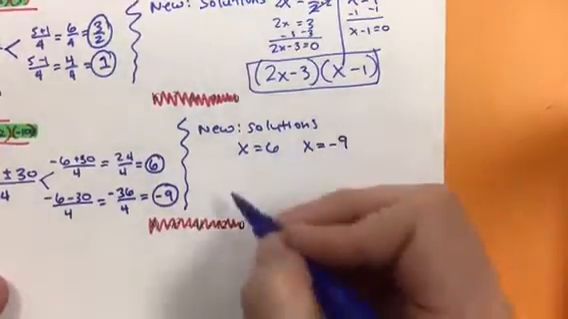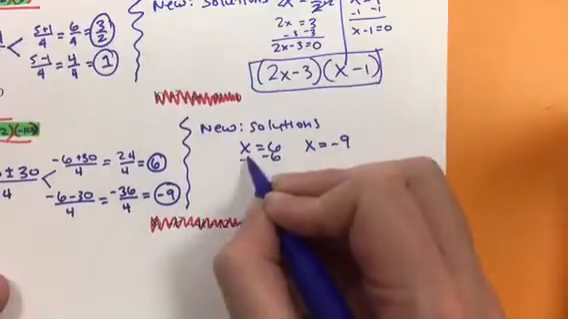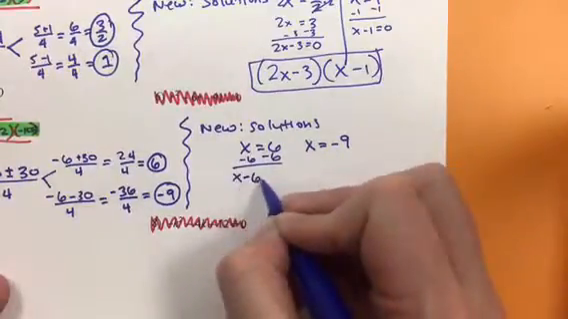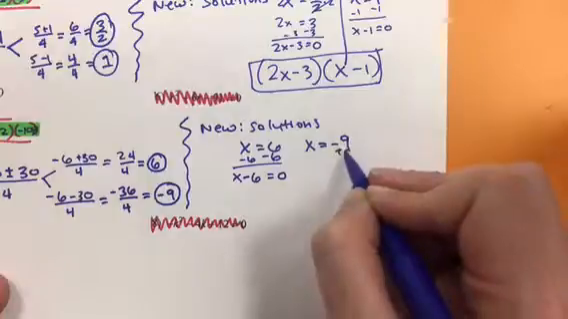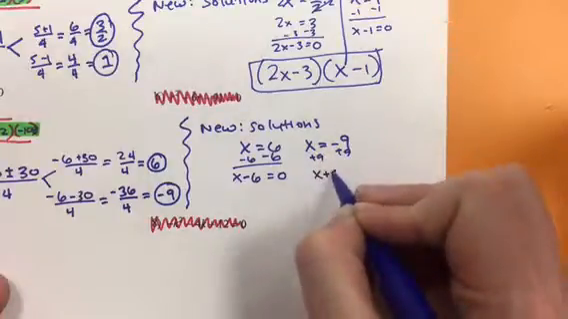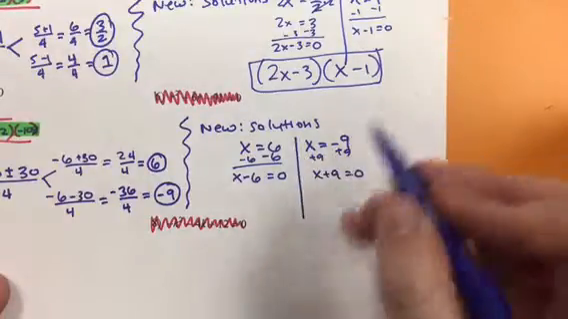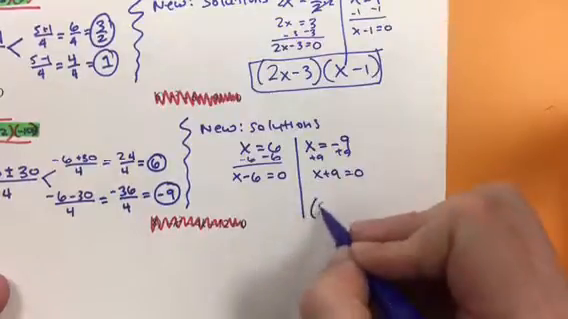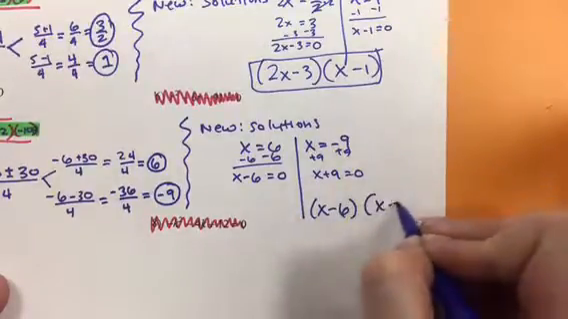In order to factor it, I'm going to move it over with the x, which means my factors are x minus 6 and x plus 9.